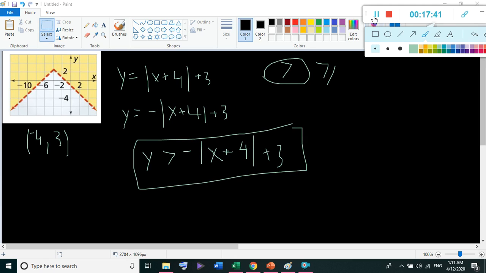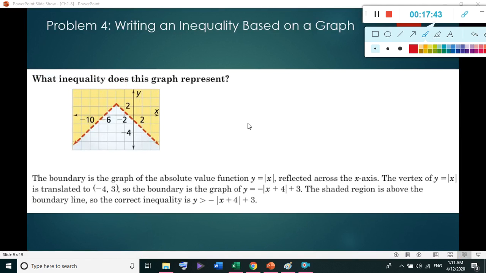Let's check the answer. Here the boundary in the graph is reflected across the x-axis. That's right, the vertex is translated to (-4, 3). So the boundary equation is y equals negative absolute value of x plus 4, plus 3. The shaded region is above, so it's going to be either greater than or greater than or equal. Because the boundary is a dashed line, it's going to be the greater than sign. This is the answer as we got, which is correct. I hope everybody understood, and have a nice day.